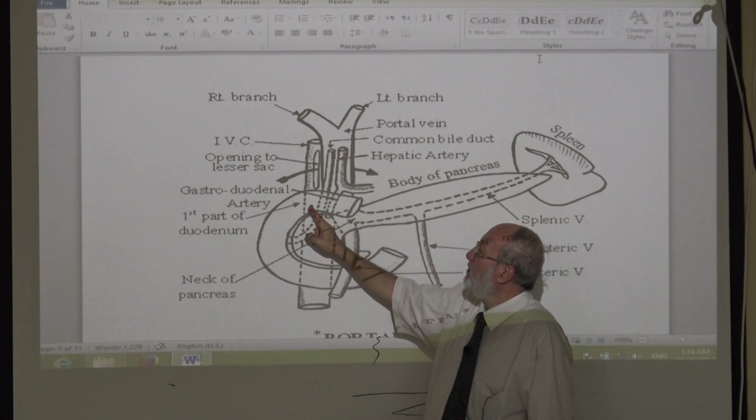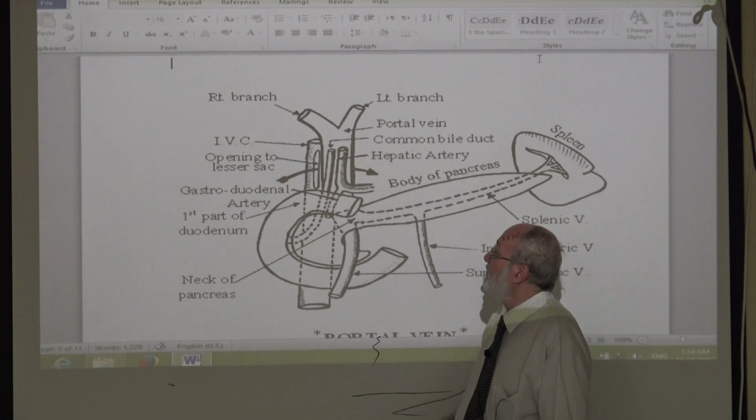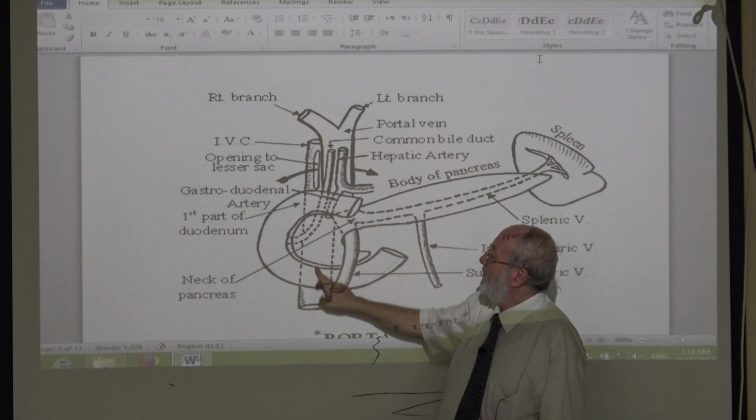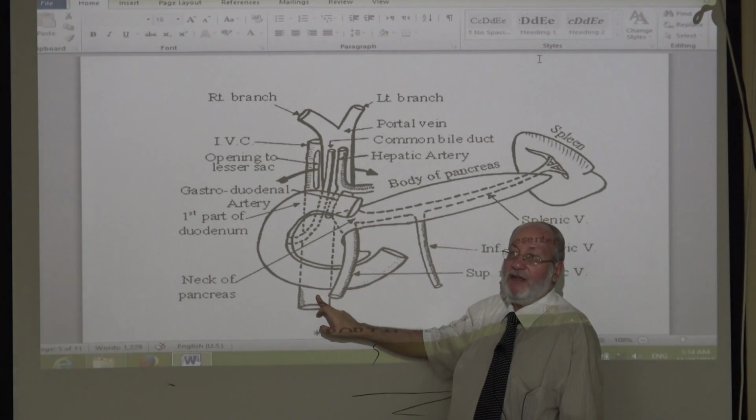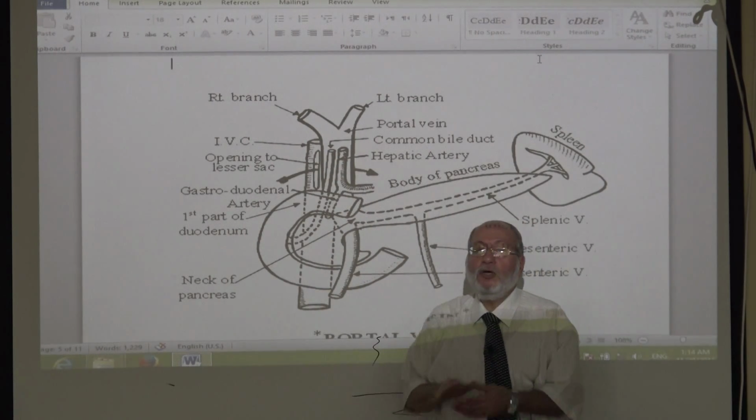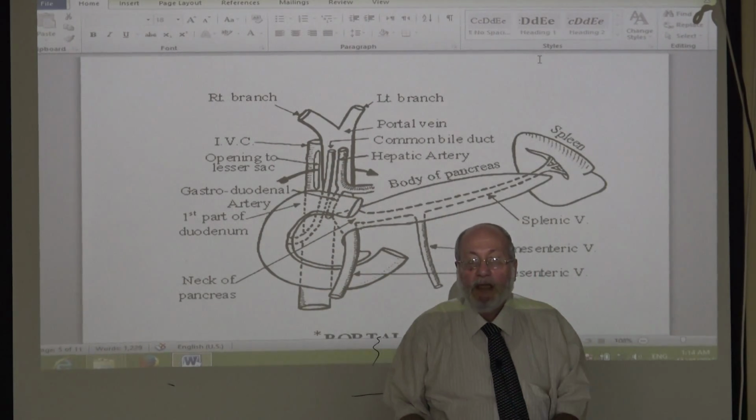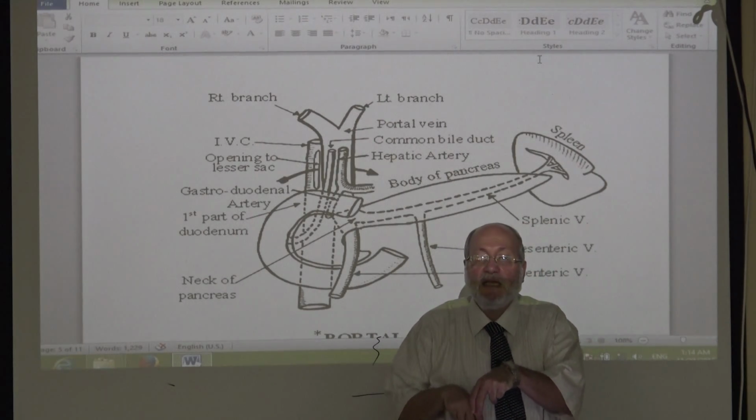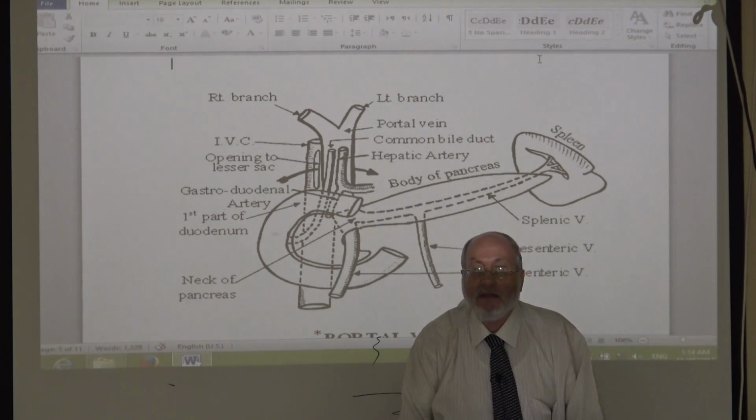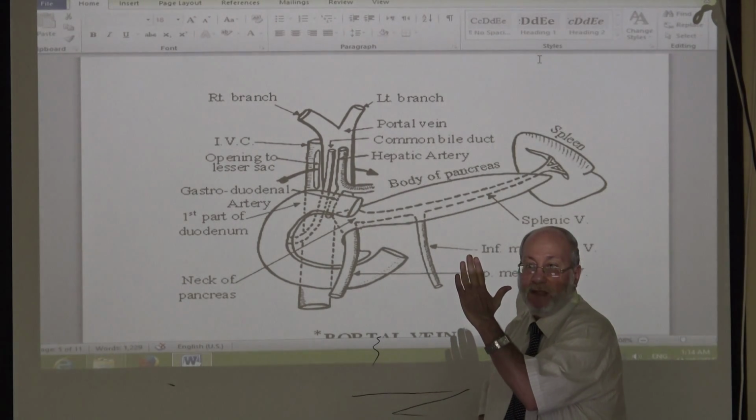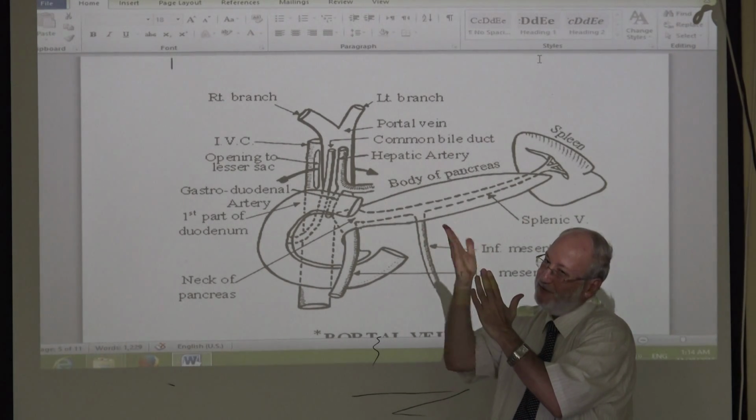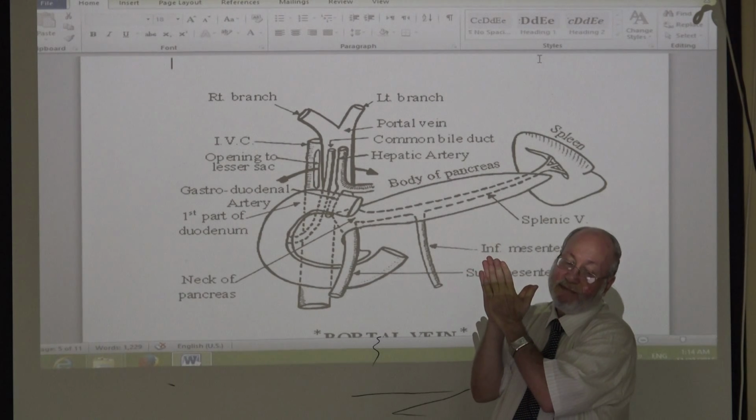Posterior to the portal vein, what is the structure behind it? What's behind the portal vein along its whole course? Posterior to the portal vein is the inferior vena cava. And here the portal circulation and portal vein come face to face with the inferior vena cava, the systemic circulation.